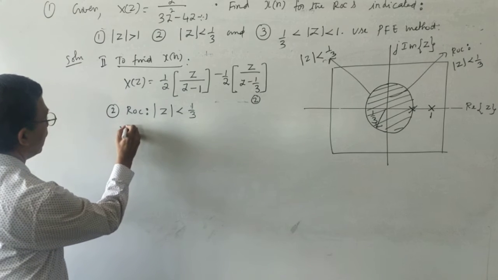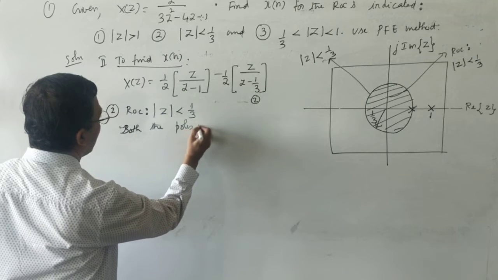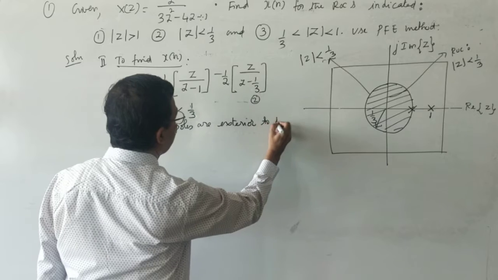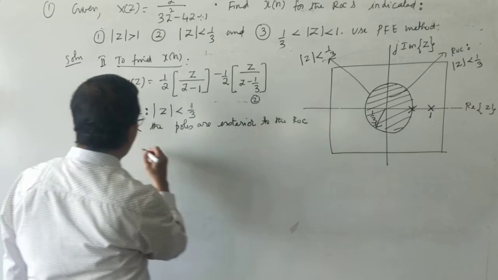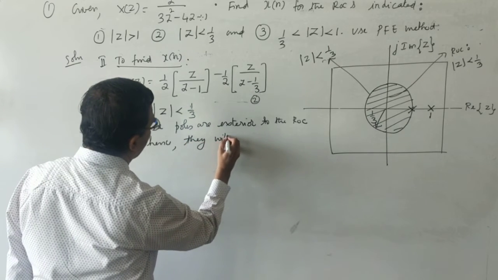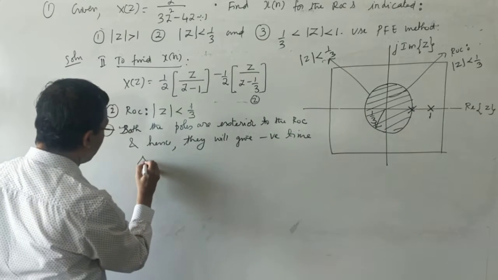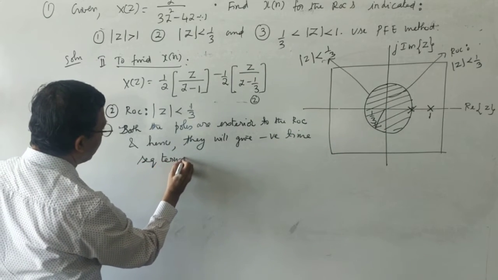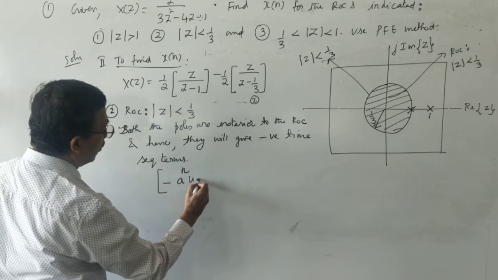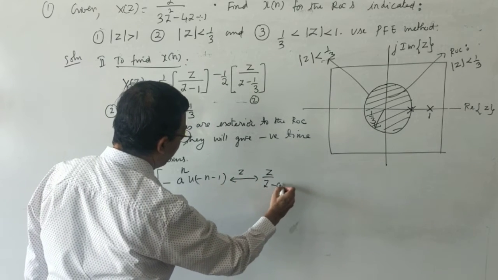I am going to write here: both the poles are exterior to the ROC, and hence they will give negative time sequence terms. What I mean is, what is Z transform of minus a to the power n into u of minus n minus 1? It is nothing but Z divided by Z minus a.